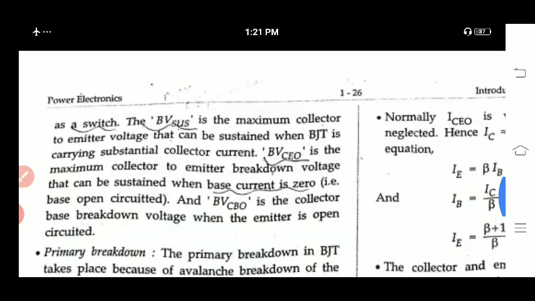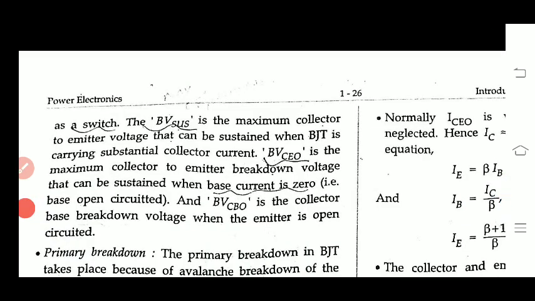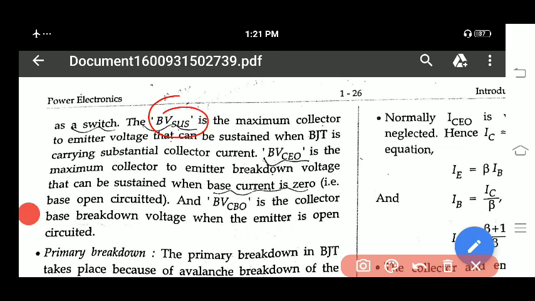Now in the next section, in that graph we have seen BVCEO sustainable, that is the maximum collector to emitter voltage that can be sustained. BVCEO(sus) means this is the sustainable voltage. Which voltage? Collector to emitter voltage when BJT is carrying substantial collector current. When it is carrying a maximum current IC, how much collector to emitter voltage can this BJT maintain without any damage? You can consider this one as BV sustainable.